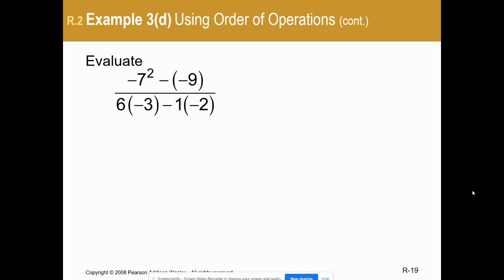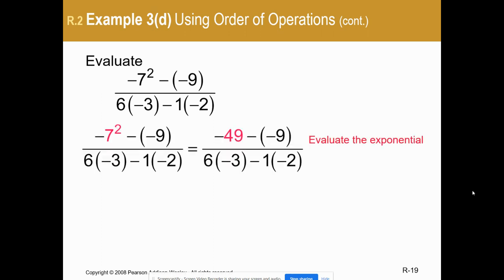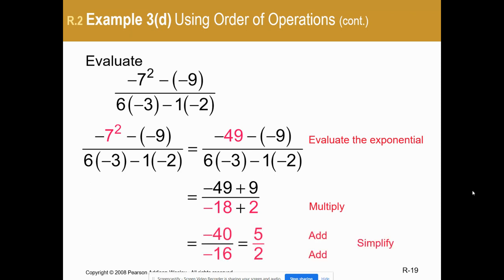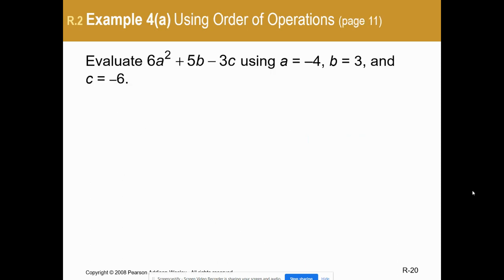A lot of negatives in here. Remember that negative on the 7 squared just hangs out. So we end up with negative 49. There's nothing really to do inside the parentheses. So after we deal with the 7 squared, now we just go about multiplying, and we end up getting negative 49 plus 9 over negative 18 plus 2, which simplifies to 5/2.